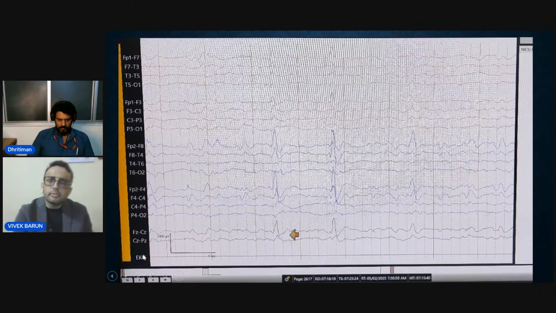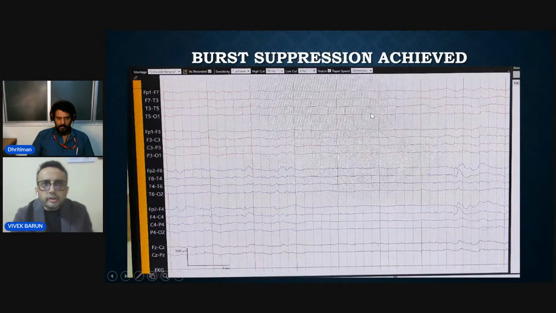So this is the point when we started him on the midazolam infusion. Then we increased the midazolam infusion because we were not very happy with this. And we increased the dose until we got a burst suppression pattern. So here you can see around 4 seconds there is no activity. Then there is some burst of activity which is not very malignant looking.